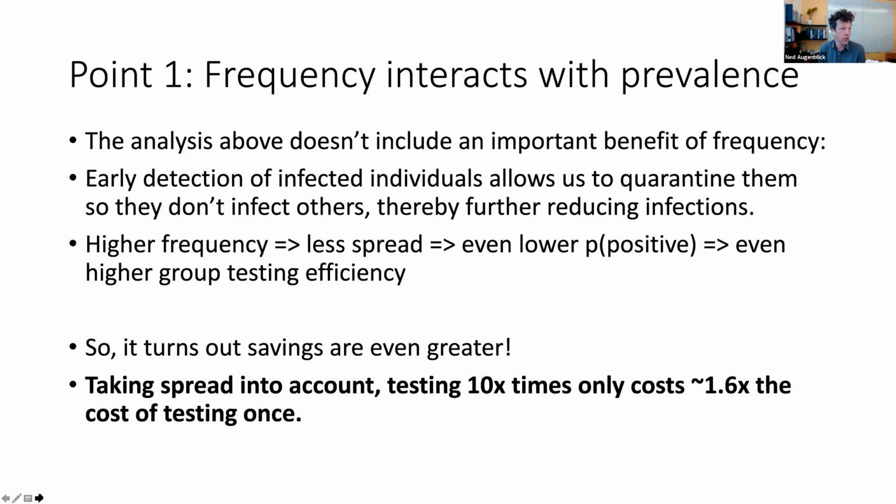So in some sense, it's very, very cheap to start to test more frequently, because one way to think about it is, I'm testing all the time. Given that I'm testing all the time, I'm keeping spread down. And because I'm testing so often, the probability is so low. Given that, I'm constantly getting negative group test results, which means most of the time I'm only using one test. You can see this in the next graph.